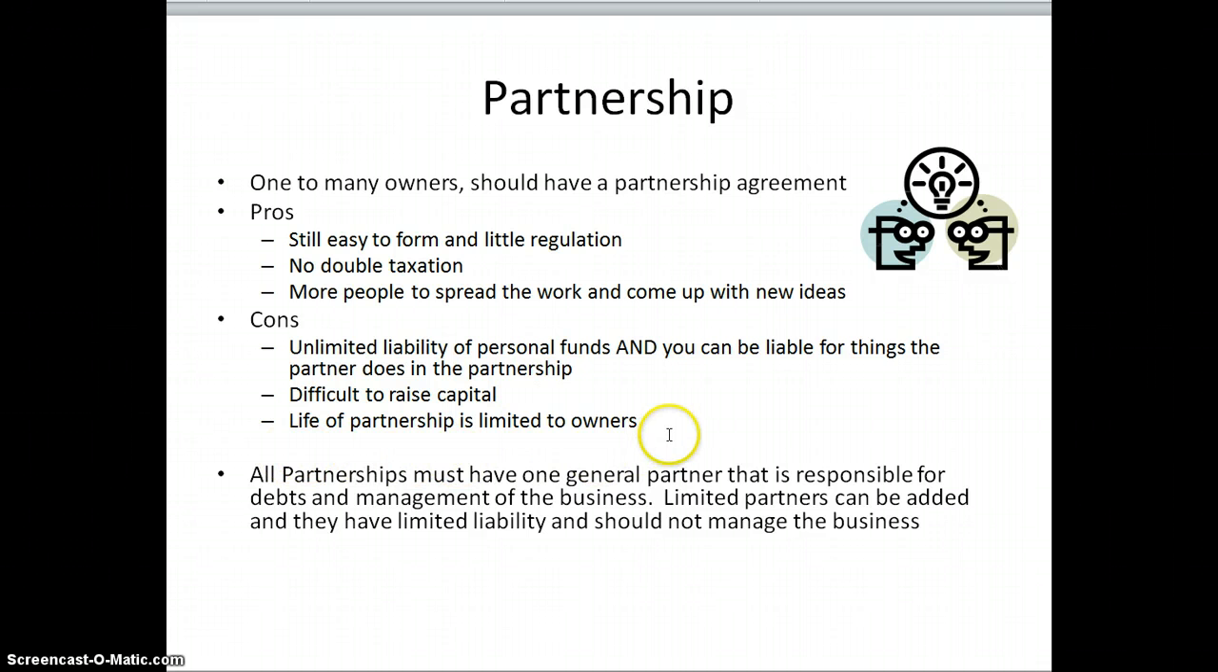And the life of the partnership is limited to owners. If a partner leaves or a new one enters, then it is actually a new partnership again. All partnerships must have one general partner that is responsible for debts and management of the business. Limited partners can be added and they have limited liability and should not manage the business. Limited partners are really many times just investors. They're there to give some money into your business and they become a partner so that they can share in your profits. And that's another con. You have to now share your profits with your other partners.